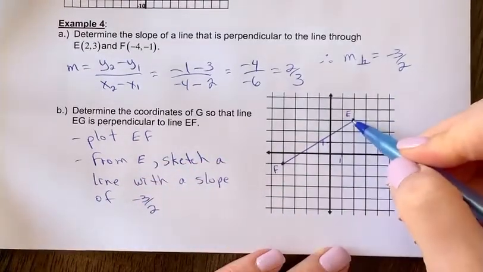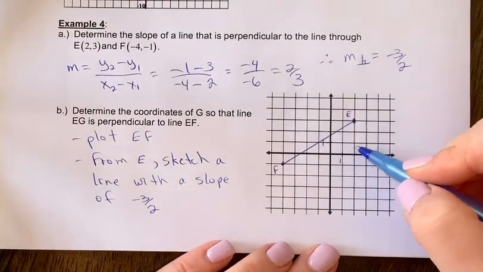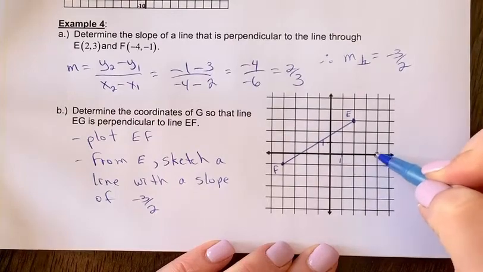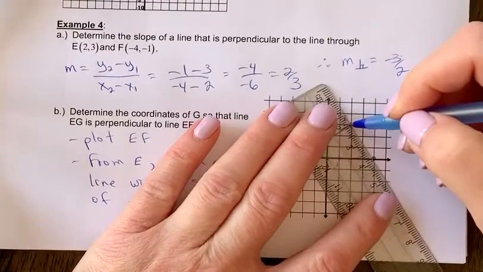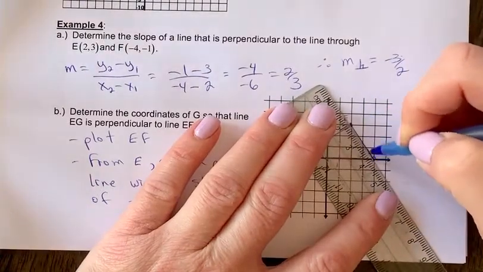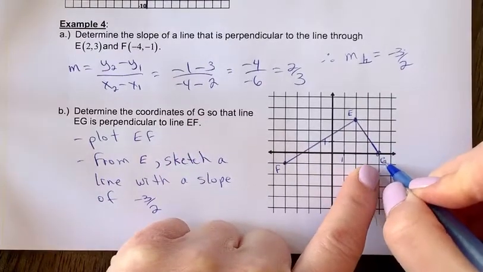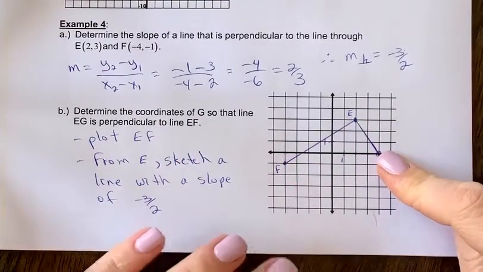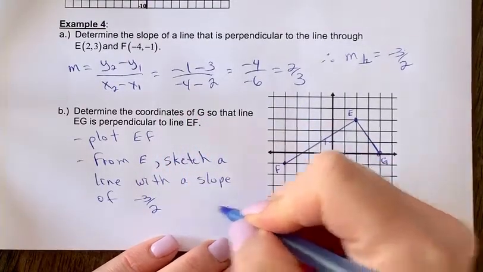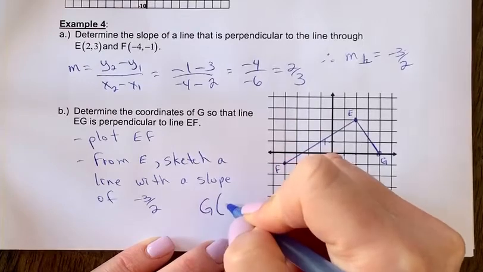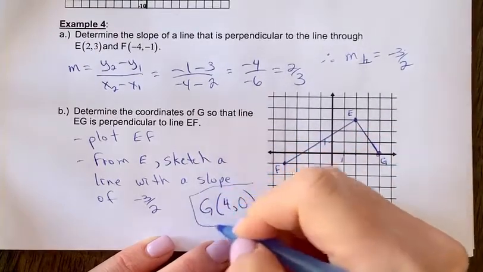So if this is my first point, counting down because it's negative, I'm going to count down 3. So 1, 2, 3, and then I'm going to go right 2 for my run. Remember that it's rise over run. So there is my line, and let's call this coordinate G. So this is G. So you can tell it definitely looks like a right angle here. So what's the coordinate G? So G would be the point 4, 0. So that would be my answer.